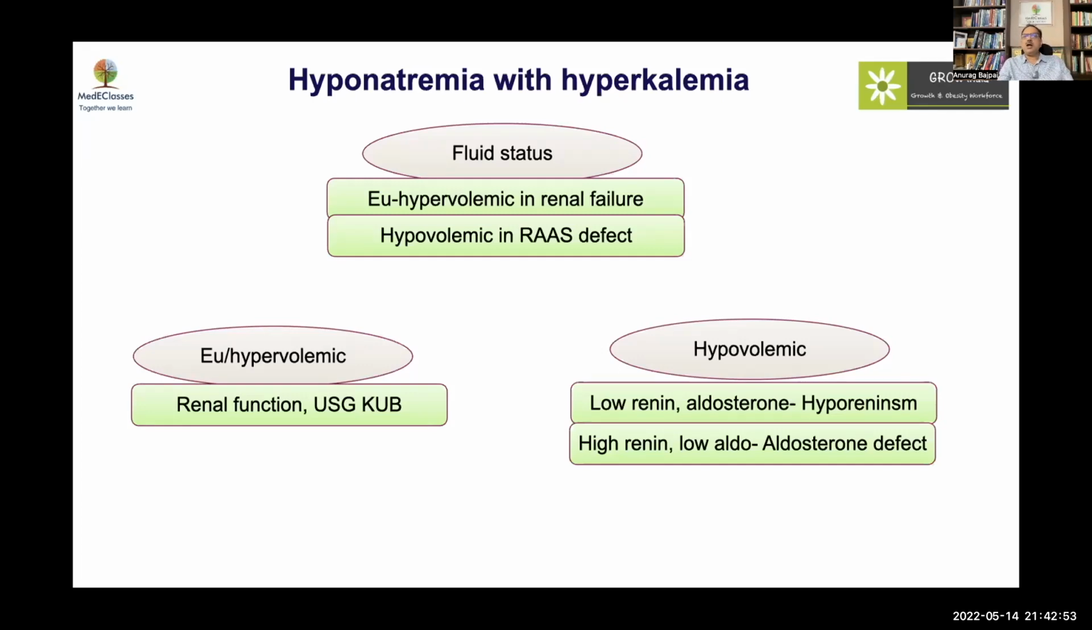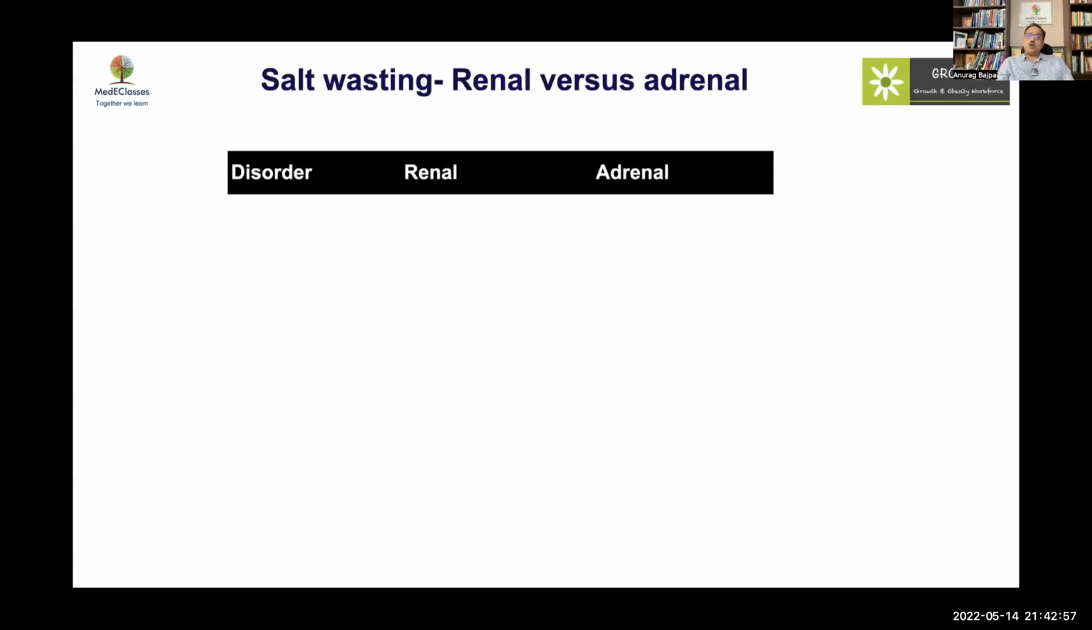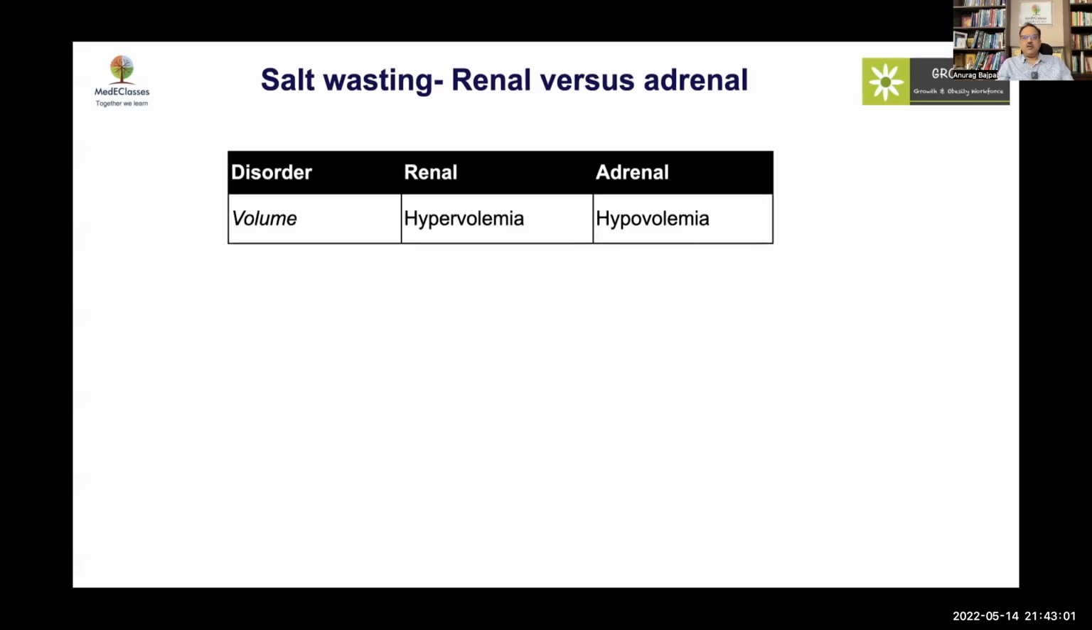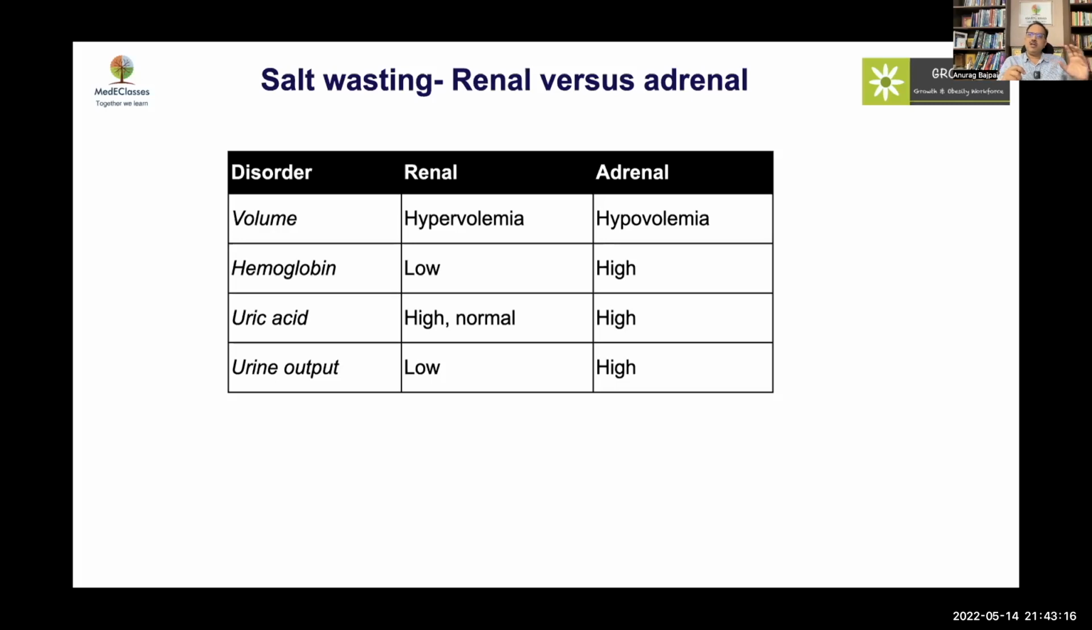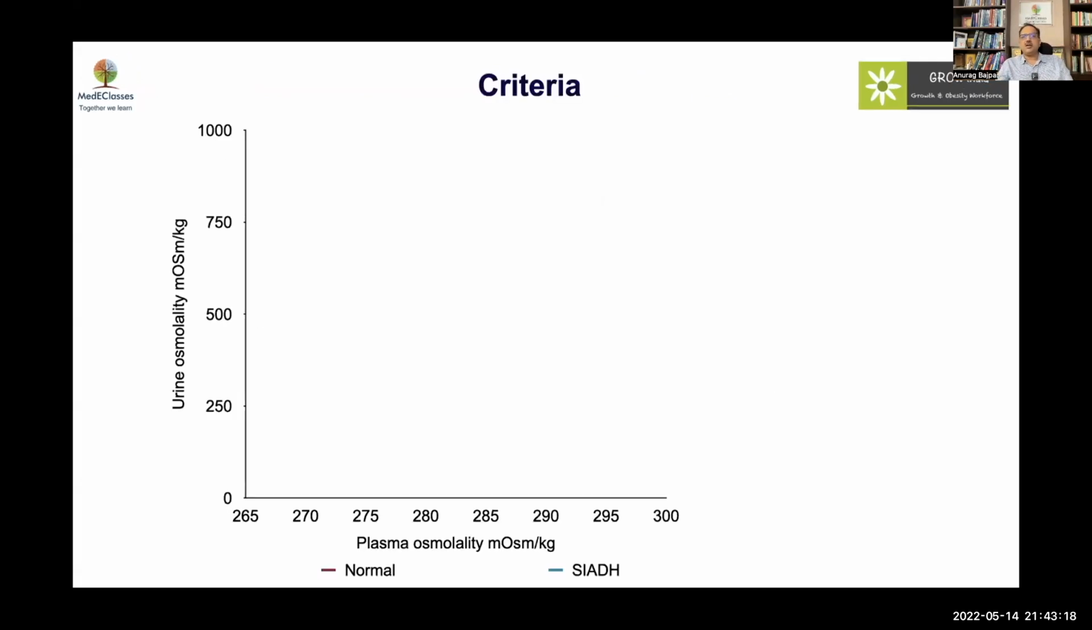When will it be required? I'll discuss that subsequently. So if we now have a challenge of renal versus adrenal: if you have hypervolemia, low hemoglobin, high uric acid, and low urine output, this is renal. Hypovolemia, high hemoconcentration, high uric acid, high urine output, this is adrenal abnormality. So if you're confused between renal versus adrenal cause in that regard. What about SIADH?